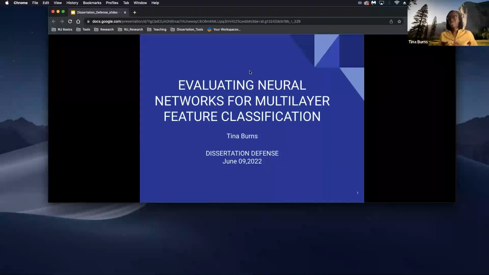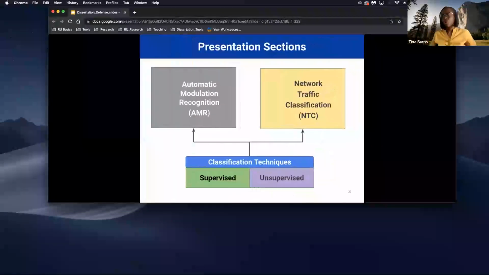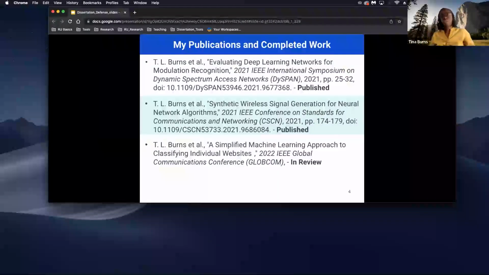So what we're going to be talking about today is basically how we can classify or identify different parts of communication devices using machine learning or neural networks. Now, not all the networks that I have are actually neural networks, so it's actually different types of classifiers, but we'll get into that a little bit later. There's going to be a few terms that you hear throughout the presentation: automatic modulation recognition, network traffic classification, and then the supervised and unsupervised ways of classifying these different devices and the different things within the communication spectrum.